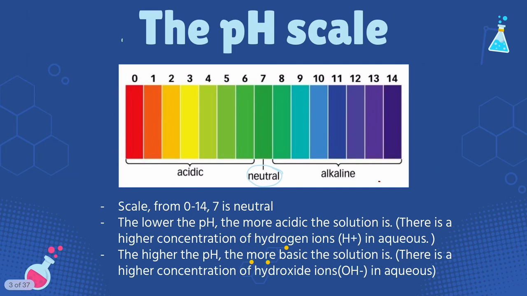The pH scale. So the pH scale is a scale from 0 to 14, 7 being neutral. So from 0 to 6, it shows acidic properties, and from 8 to 14, it shows basic properties. The lower the pH, the more acidic the solution is, and this is because there is a higher concentration of H+ ions. However, the higher the pH, the more basic a solution is, and this is because there is a higher concentration of OH- ions in solution.